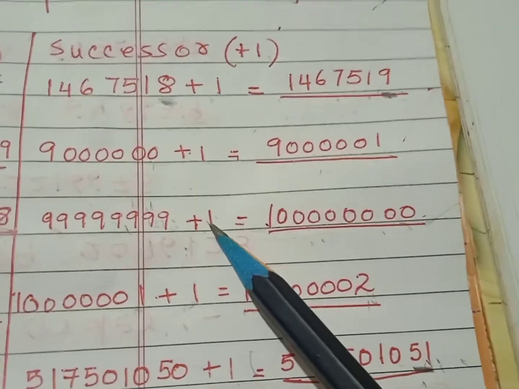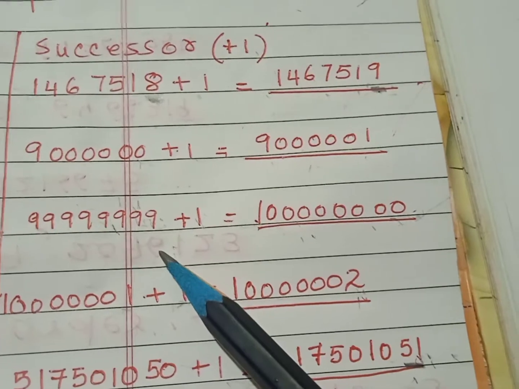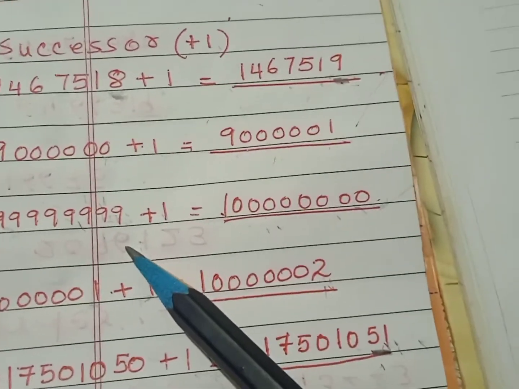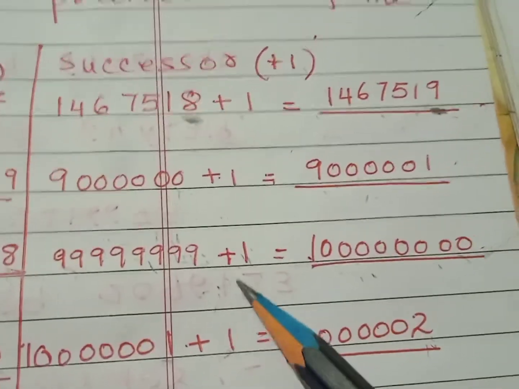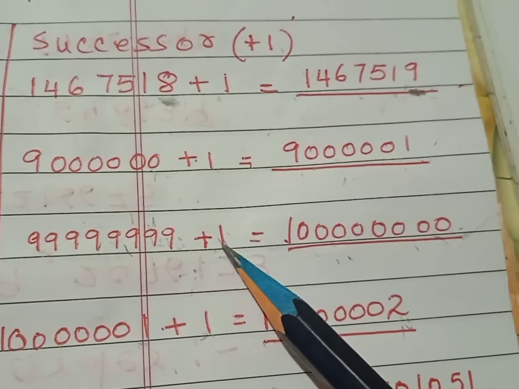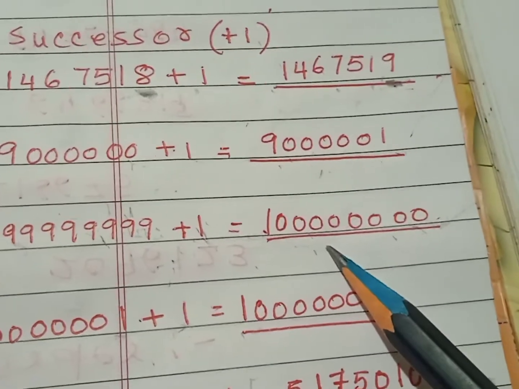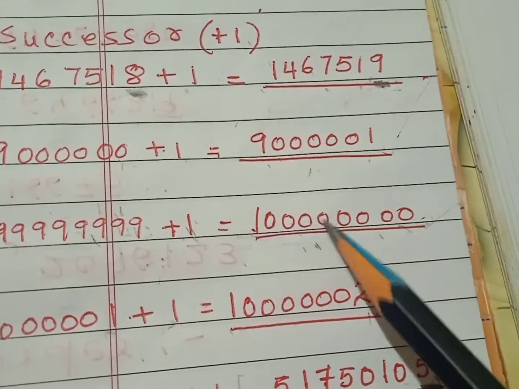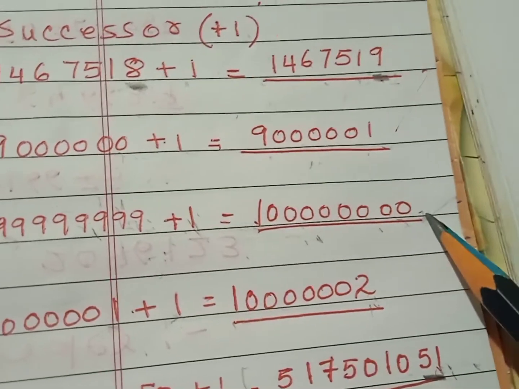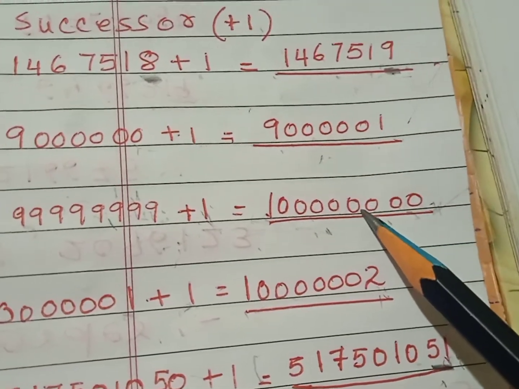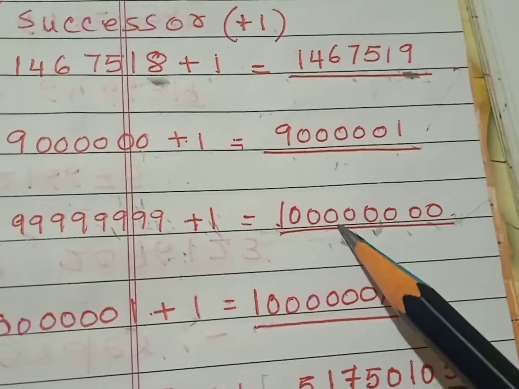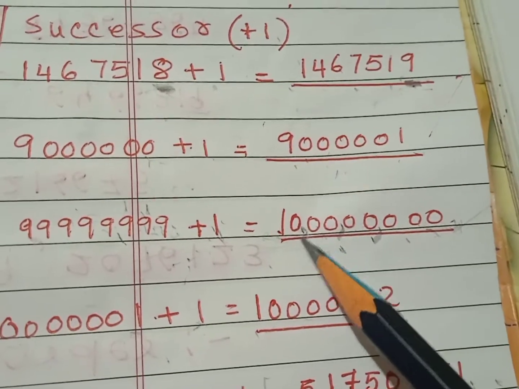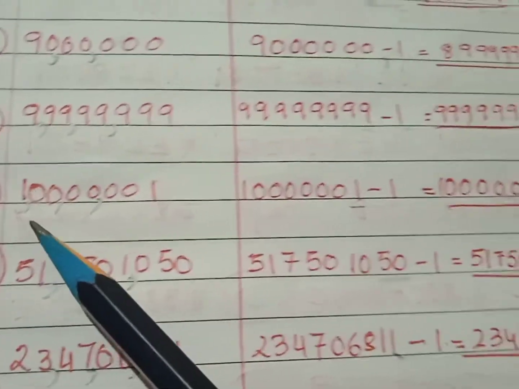So when I add 1 to the biggest 8-digit number, since it was the biggest 8-digit number, it cannot expand anymore. It cannot become any bigger. So now what happens when I add 1, it becomes the smallest 9-digit number. Isn't it? See, 1, 2, 3, 4, 5, 6, 7, 8, 9. The smallest 9-digit number. So 9 crore 99 lakh 99,999 becomes 10 crore. Going to the next question.